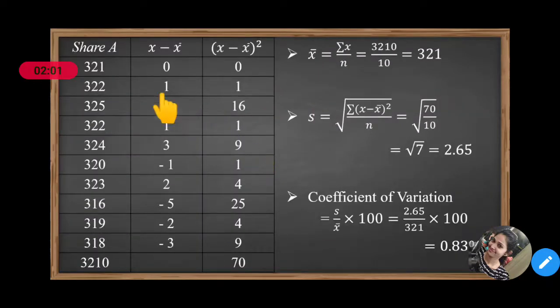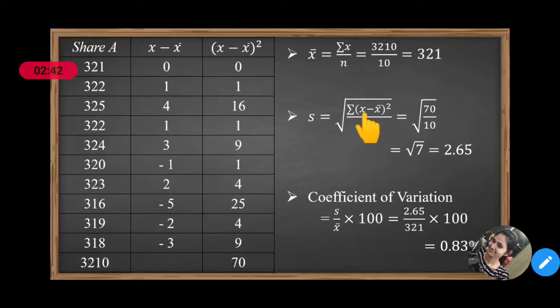First of all, we will find for share A, company A. This observation is given in the question: 321, 322, 325, 322. This way the shares of a company are given. We have to find the standard deviation, and this is raw data, ungrouped data. So what is the formula for finding the standard deviation? Standard deviation S is equal to under root sigma x minus x bar whole square upon n. Why are we applying this formula? Because here ungrouped data, it means raw data, are given, and whenever raw data are given we have to apply this formula for finding the standard deviation.